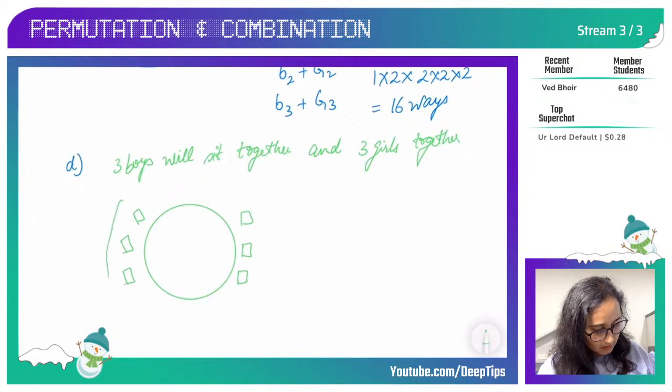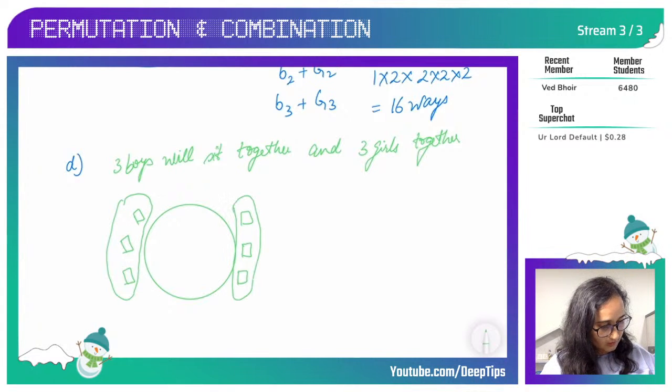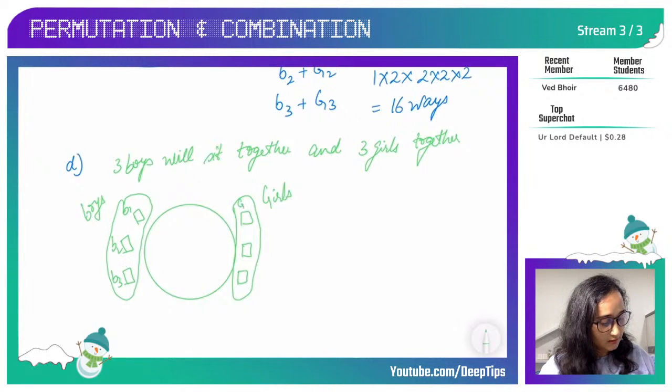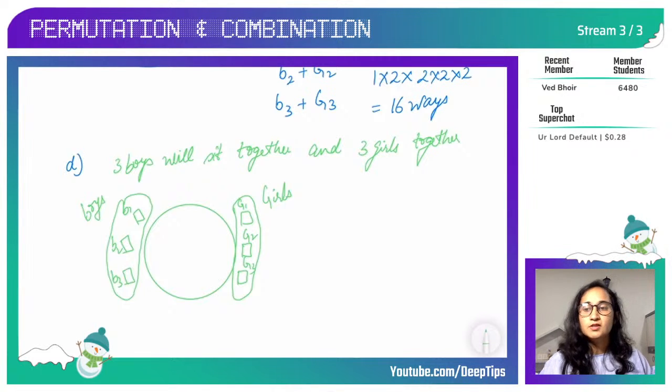So they are clubbed together, and they are clubbed together. So boys and girls, they are going to sit like this. So maybe boy 1, boy 2, boy 3, or in any order, and here girl 1, girl 2, and girl 3. So suppose boys came first and they fixed this place.